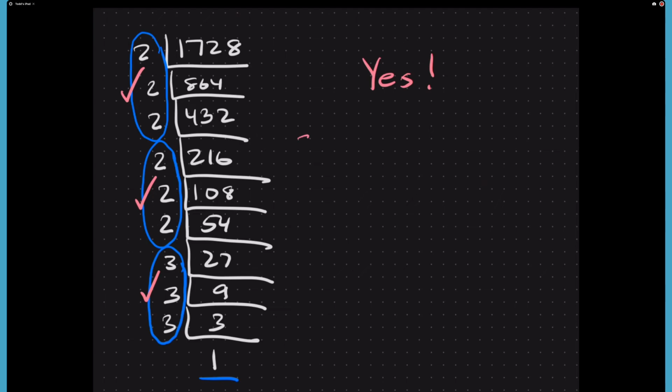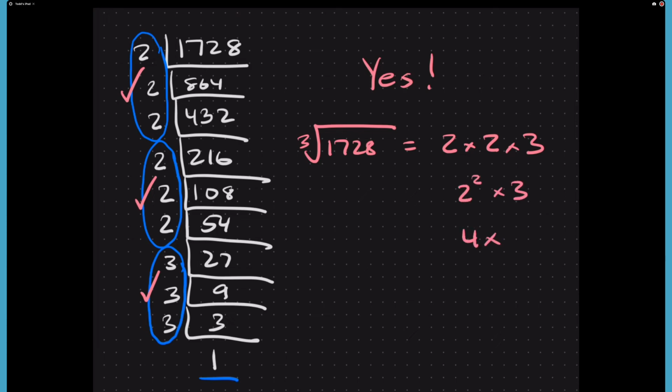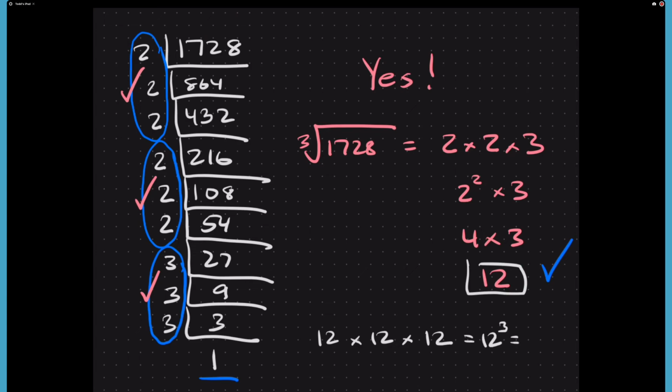So what is the cubed root of 1728? Well, that equals 2 times 2 times 3, which is the same as 2 squared times 3, which is 4 times 3, which breaks down to 12. So the cubed root of 1728 is 12. If you were to verify that on the calculator, you would see that we are correct. So we know that 12 times 12 times 12 equals 12 cubed, which equals 1728.